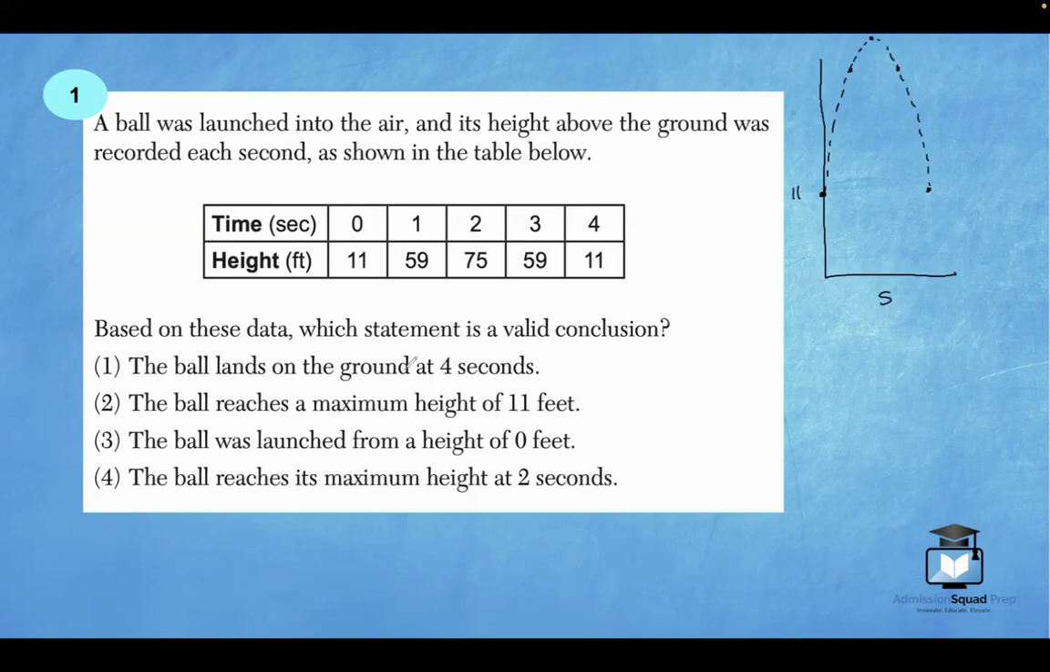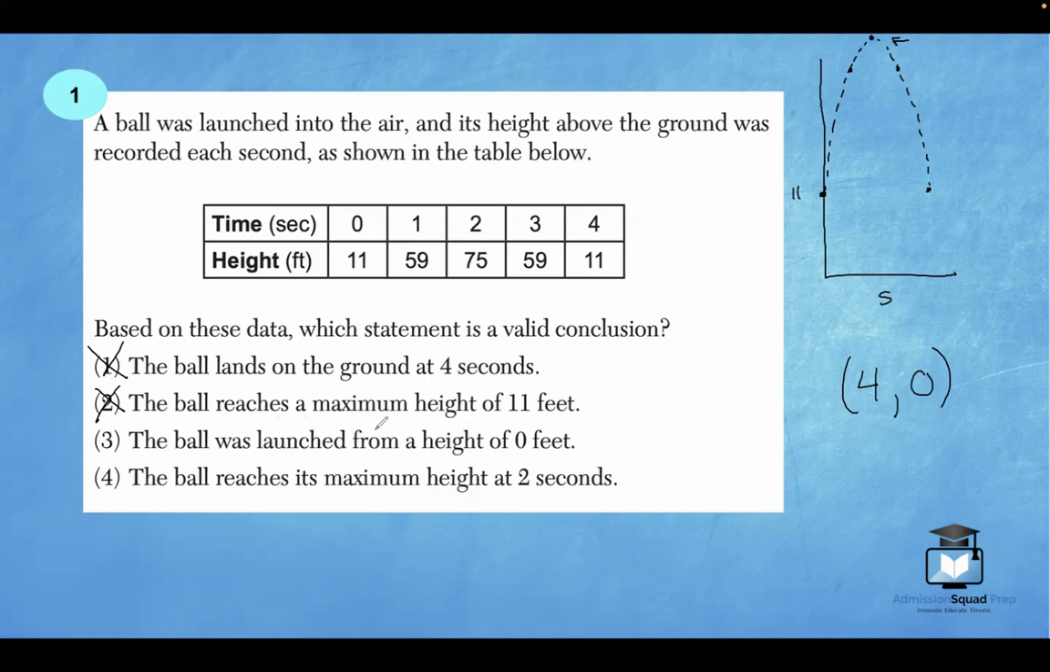The ball lands on the ground at 4 seconds. That is not true. If the ball was on the ground at 4 seconds, we would have a time of 4, which would be our input value, and we would have a height of 0. So the point (4, 0) would be in our table, and the graph would be on the x-axis when x is 4 seconds. And that's not the case. So this is incorrect. The ball reaches a maximum height of 11 feet. This is incorrect because the maximum height according to our graph is 75 feet. That's happening right here at the vertex. So that is also incorrect.